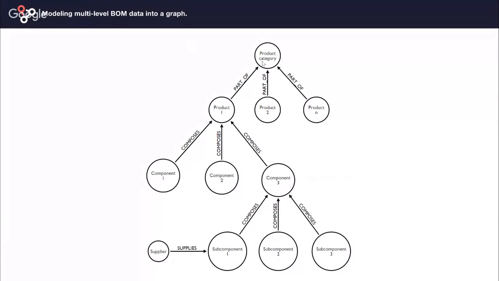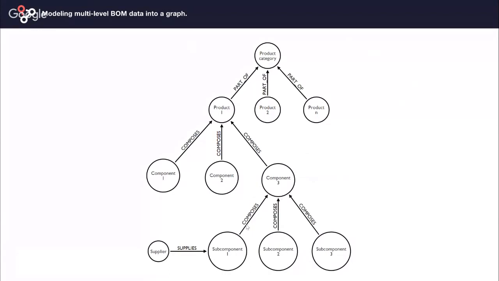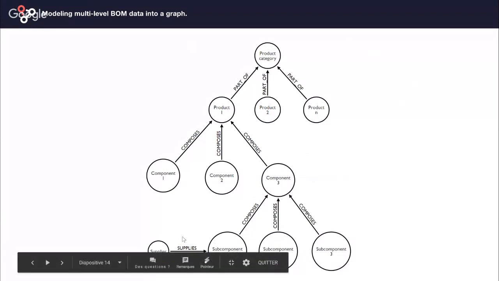we will be looking at entities like product categories. So here we have a product category. We can see that in the dataset, the product categories are connected to products. Products can be connected to components, and these components can be connected to subcomponents. And subcomponents can be associated with suppliers. So we have five distinct types of nodes: the product categories, the products, the components, the subcomponents, and then the suppliers.